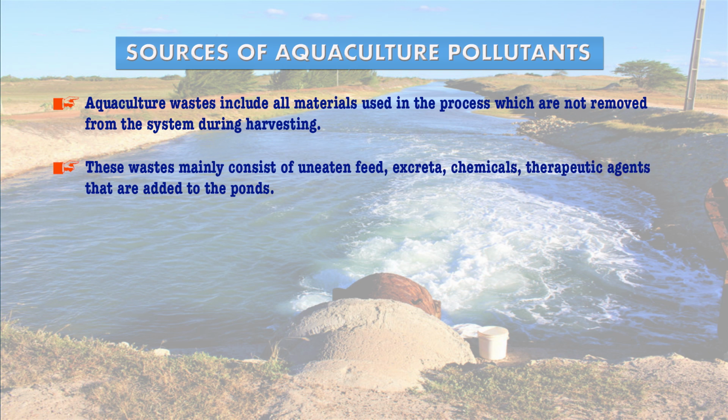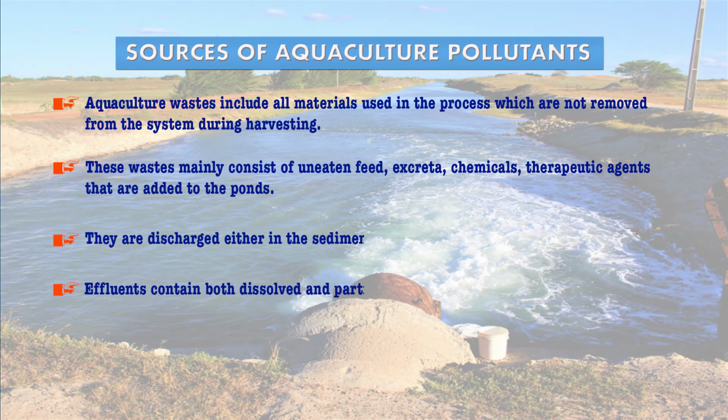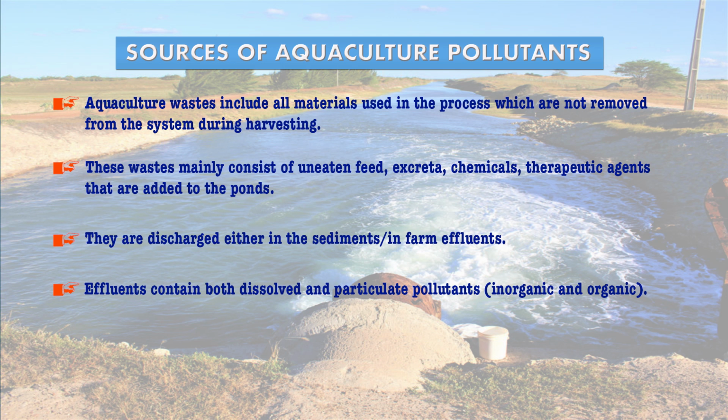So this waste consists of the consumed food or the uneaten feed which we are giving to the fishes, then the excreta, the chemicals that are being applied there, the therapeutic agents, because we can even give certain antibiotics which are added, and this can also cause certain antibiotic resistance among other species. So that is also added to the ponds. They are all discharged either in the sediments or also in the farm effluents. The effluent will contain both dissolved and particulate pollutants, both inorganic as well as organic forms.